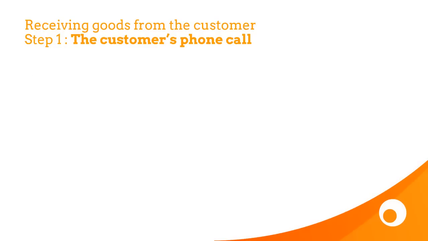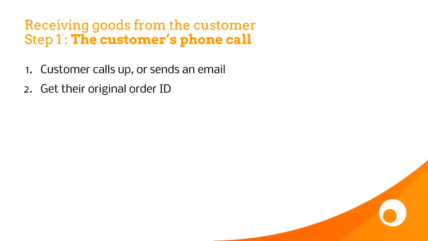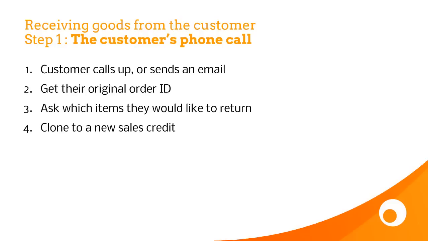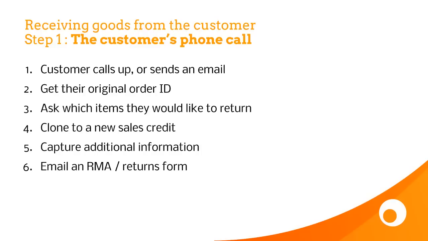Next up, we're going to tackle something a little bit more complicated. This time, we're actually going to receive the goods back from the customer. As before, the first step is when the customer calls up or sends you an email. You need to get their original sales order ID, ask which items they would like to return, clone those items to a new sales credit, capture any additional information such as custom fields or reason for the return, and then finally email them an RMA or maybe a returns form, and on that form will be the information they need to send the goods back to you.